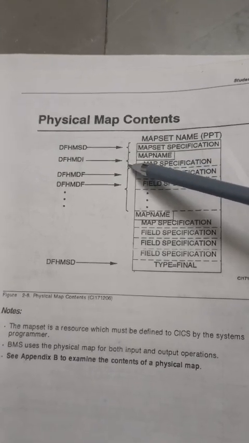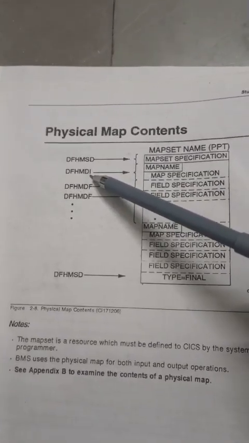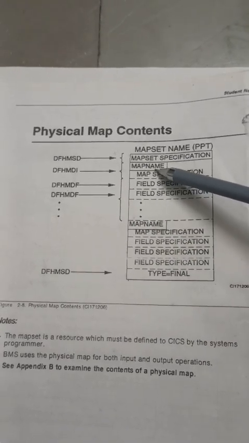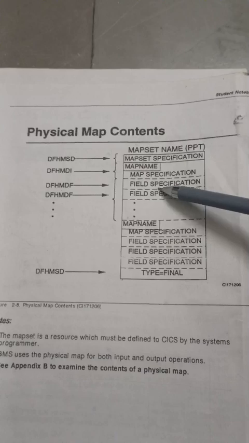To identify the maps we have a BMS macro named DFHMDI, the map definition parameter. Under one map name we can define any number of fields.